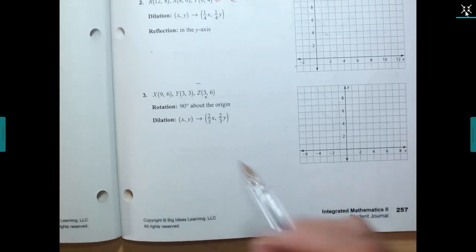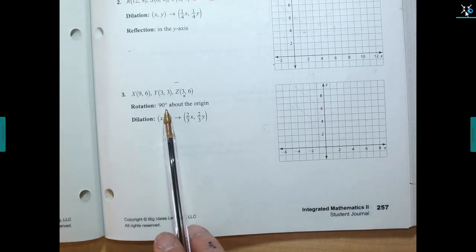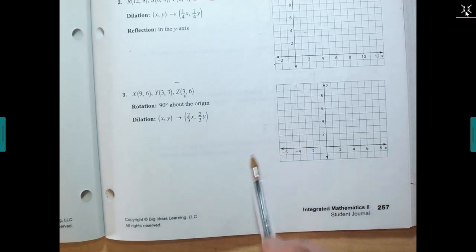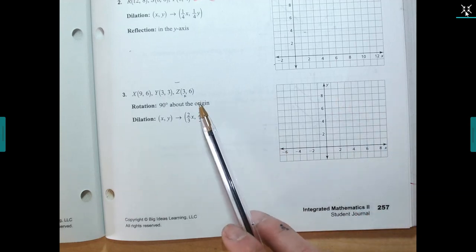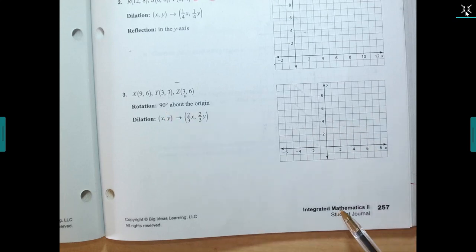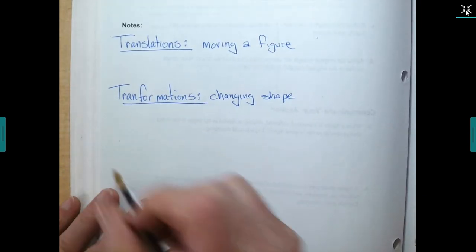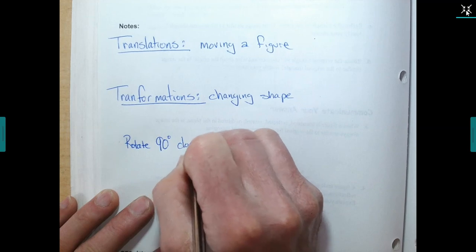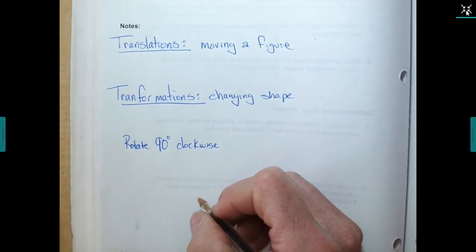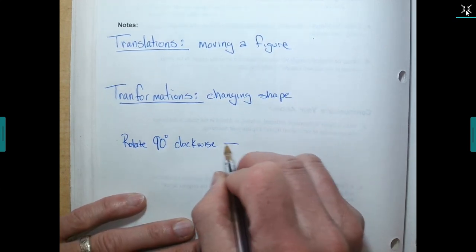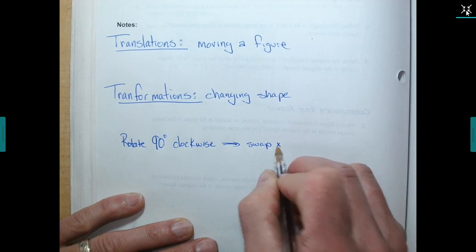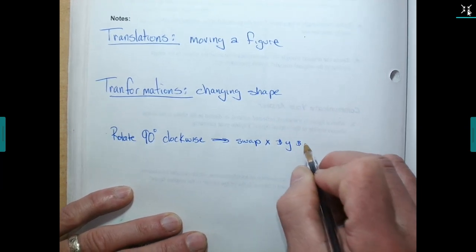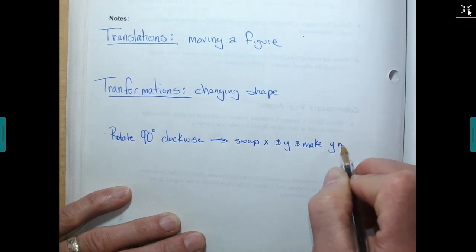Now one thing we're going to put in our notes is this little deal right here. When we're rotating about the origin, all of our rotations are going to go in a clockwise direction, unless it says otherwise. So in your notes, when it says rotate 90 degrees clockwise, you are going to swap the X and the Y and make Y negative.